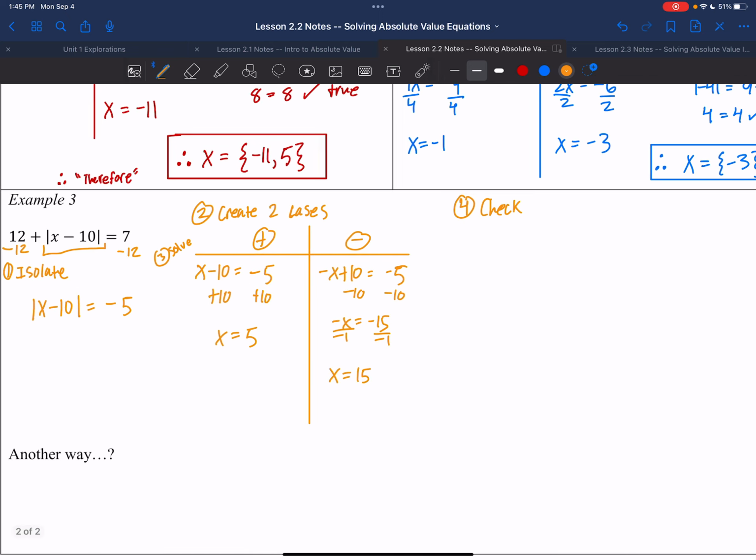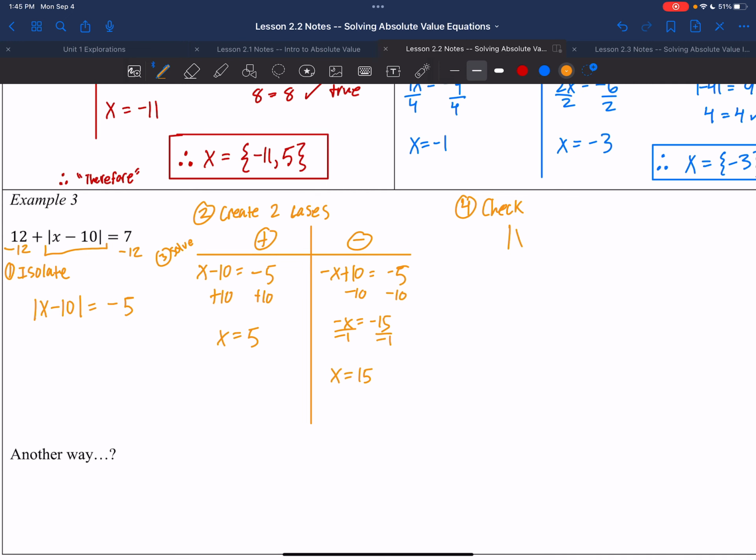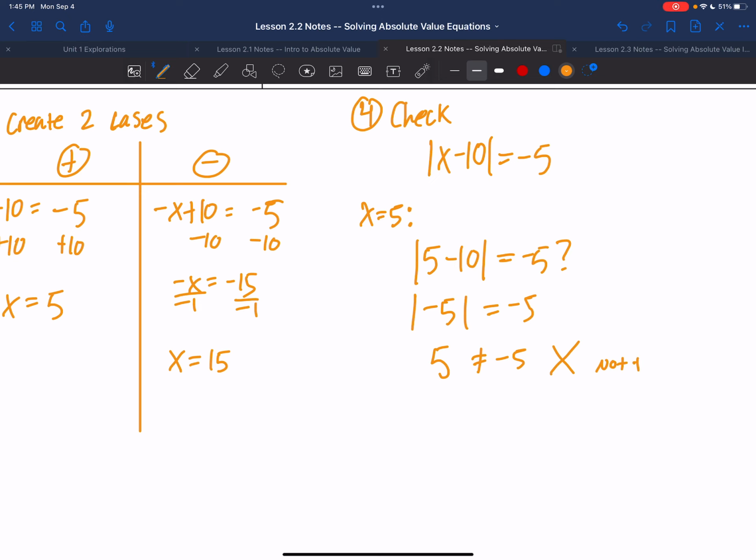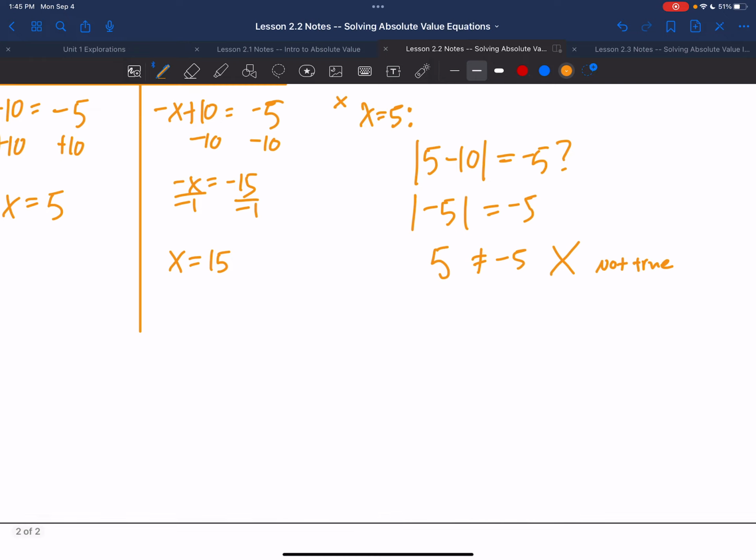So let's take those answers. Remember, it's absolute value of x minus 10 equals negative 5. If I check x equals 5, I get 5 minus 10. Does that equal negative 5? Well, 5 minus 10 is negative 5. The absolute value of negative 5 is 5, and 5 does not equal negative 5. So, no, not true. So x equals 5 does not work.